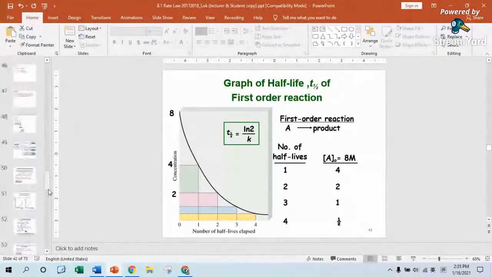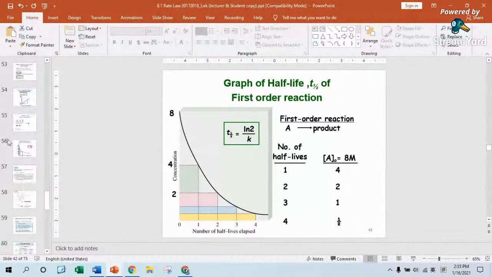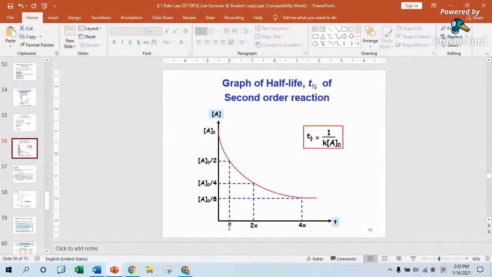If the pattern is like this, okay, 10, and then it becomes 30. Why? 10 times 2 equals 20. 20 plus 10 equals 30. Just now here, 10, 20. 20 times 2 is 40. 40 plus 30, 70. Can you get the idea? Okay, so this is the pattern of the second order half-life graph. Okay, good. Let's proceed.